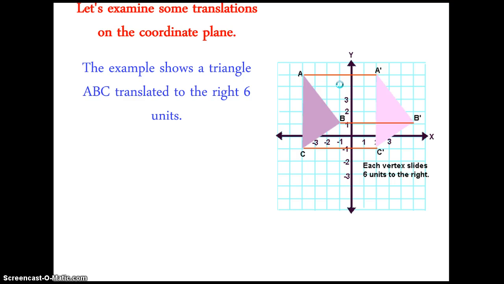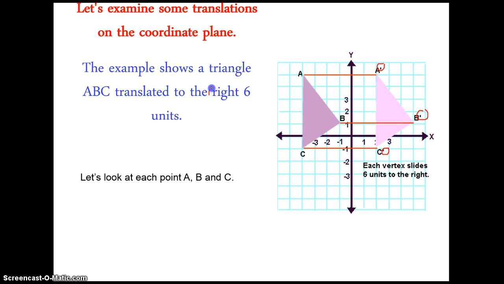Let's examine some translations on the coordinate plane. The example shows a triangle ABC. Translate it to the right 6 units. And again, I'm going to circle that prime mark because if on an assignment they don't come out and give you the arrows or tell you which one is the original, that little mark is going to be the only way you know. The original is not marked. It's the original. It doesn't need anything else to show you that it's the original. The image, the one with the prime notations, is the new shape after it's been translated.